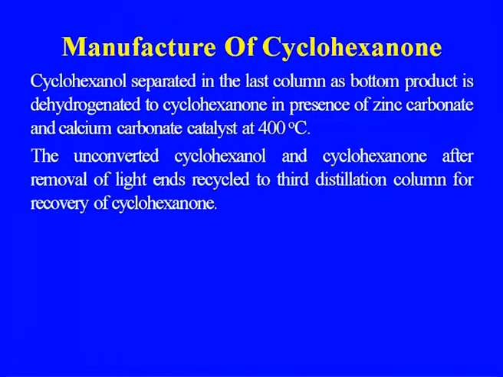Cyclohexanol separated in the last column as bottom product is dehydrogenated to cyclohexanone, in the presence of zinc carbonate and calcium carbonate catalyst at 400 degrees centigrade. The unconverted cyclohexanol and cyclohexanone, after removal of lights, are recycled to the third distillation column for recovery of the cyclohexanol.